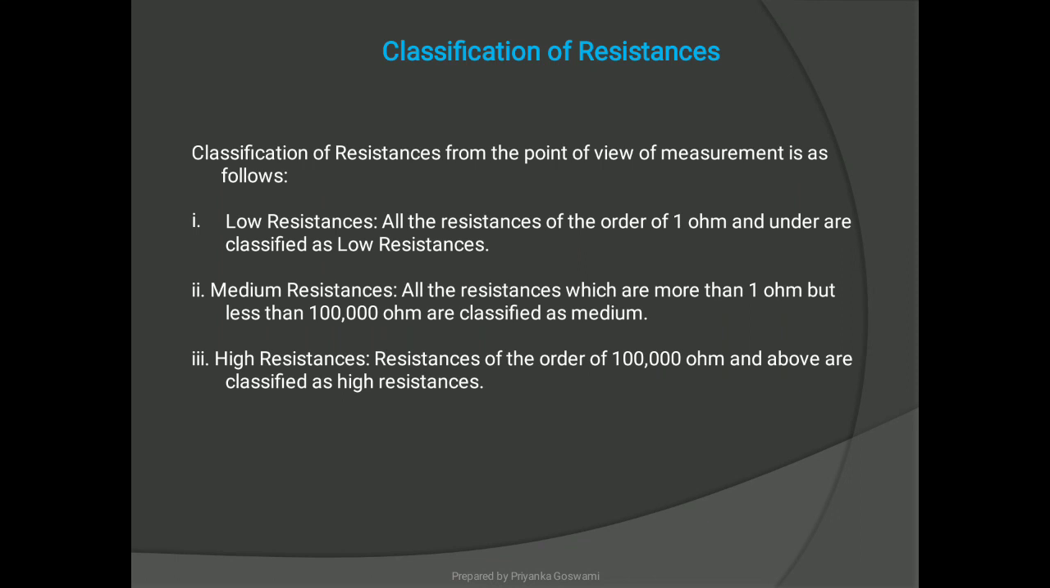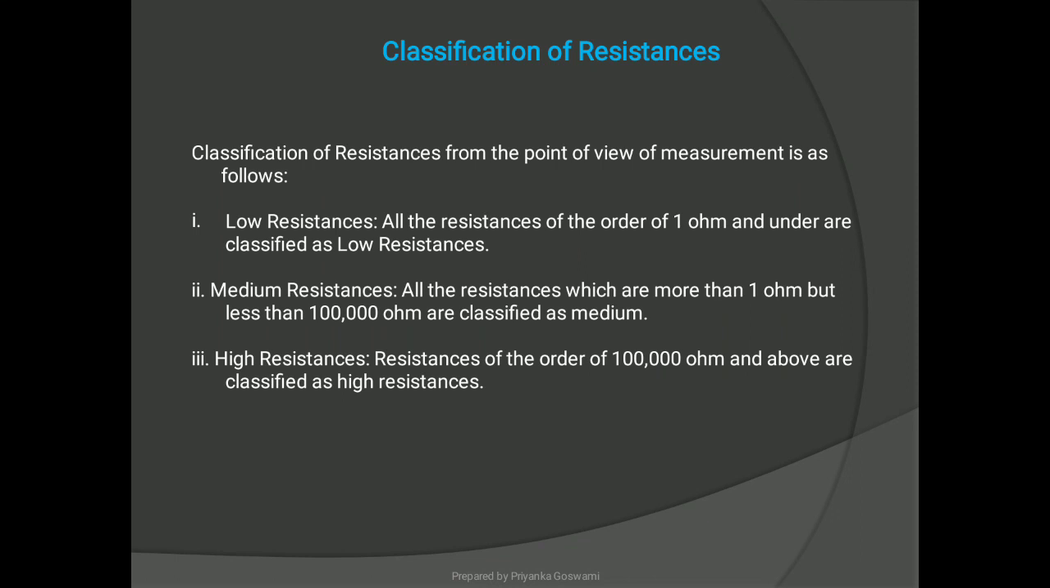Number 1. Low resistances. All resistances of the order of 1 ohm and under may be classified as low resistances. Such resistances are used in the armature and series winding of large machines, in ammeter shunts, cable lengths, etc.